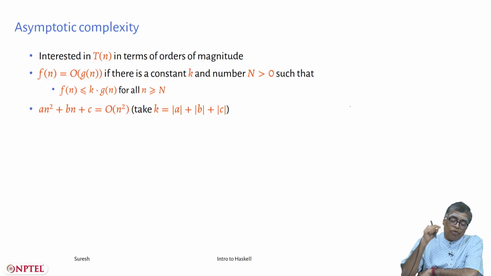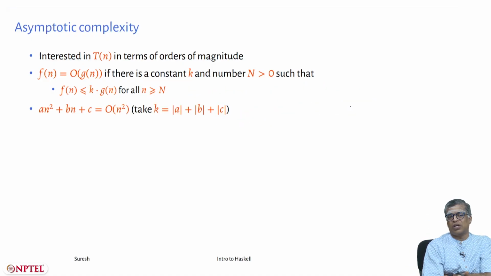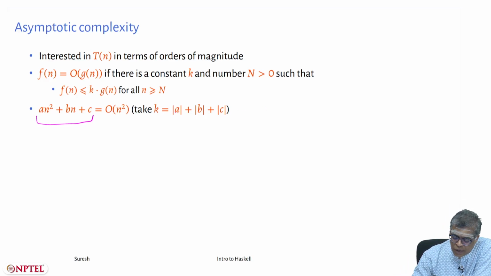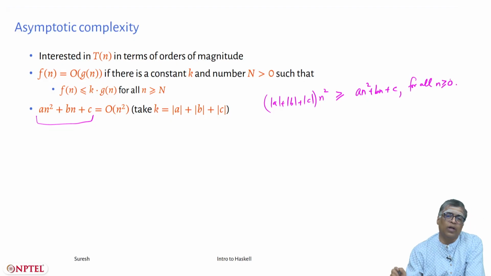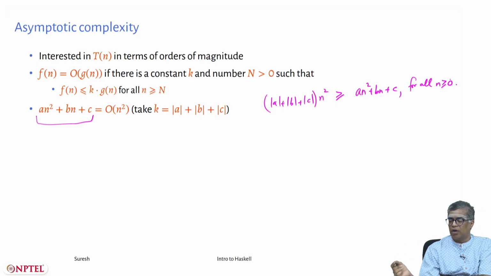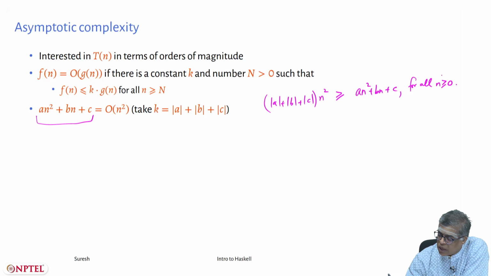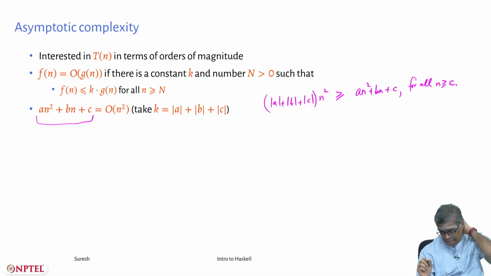For instance, if I have a n squared plus b n plus c, that is a complex expression to handle, but you will say it is order n squared because I can always take k to be mod a plus mod b plus mod c, and mod a plus mod b plus mod c times n squared is always greater than or equal to a n squared plus b n plus c for all n, in fact, for all n greater than or equal to 0. Okay.